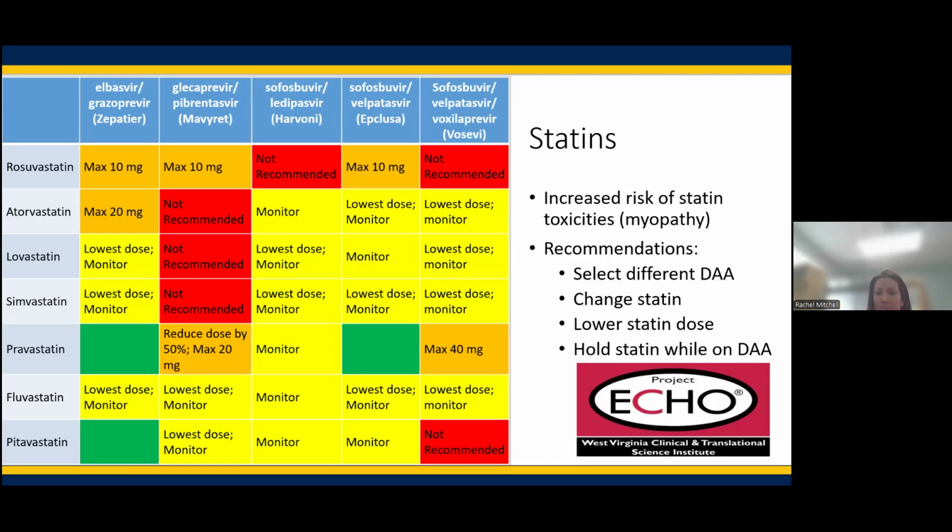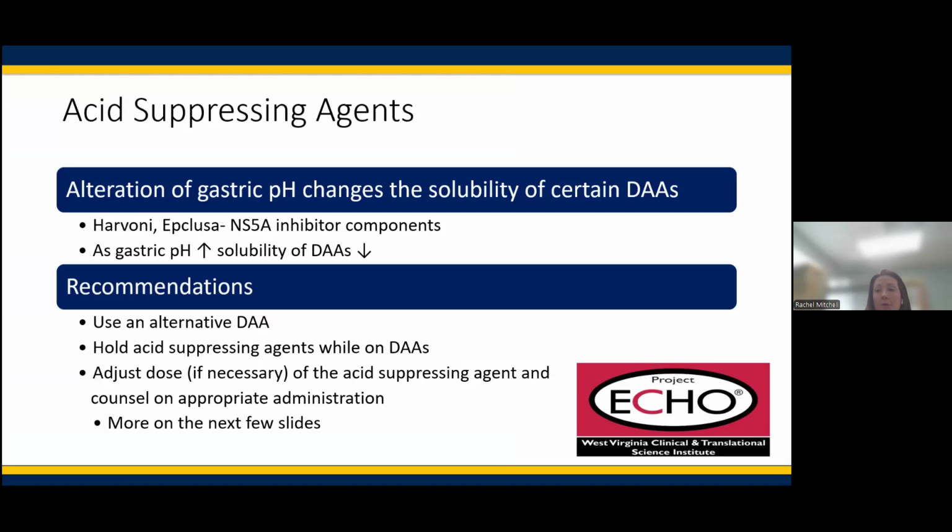The next group is another big group that I see, and that's acid suppression. Everybody seems to be on PPIs or H2RAs, some sort of acid suppression. The problem that we run into is going to be with Harvoni and Epclusa. The easy way to remember this is that they're your sofosbuvir containing agents. They're both sofosbuvir and another NS5A inhibitor, but the interaction is with the NS5A inhibitor, so ledipasvir and velpatasvir respectively. What happens is that as you increase the gastric pH, which is the goal of treatment with these agents, the solubility of your DAAs decreases.